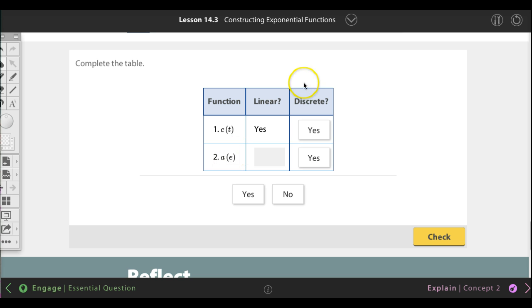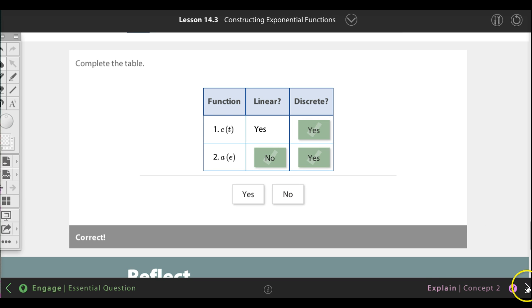But then was the second graph linear? No. As you can see, it kind of looked like a curve, right? It kind of looked like this and like that and like that and like that. Remember that? And so we're going to say no because it was not linear. Okay?